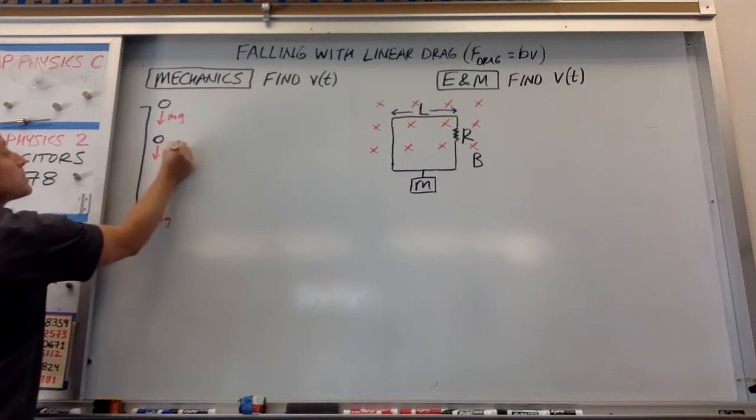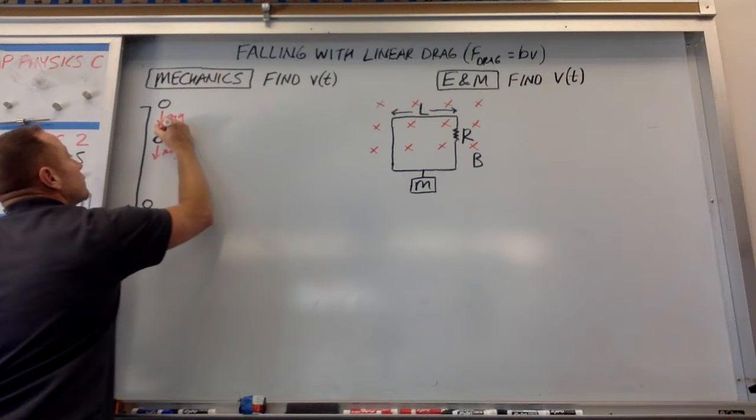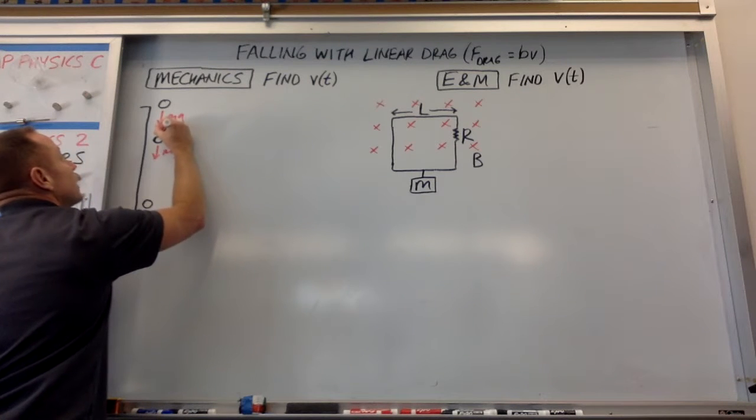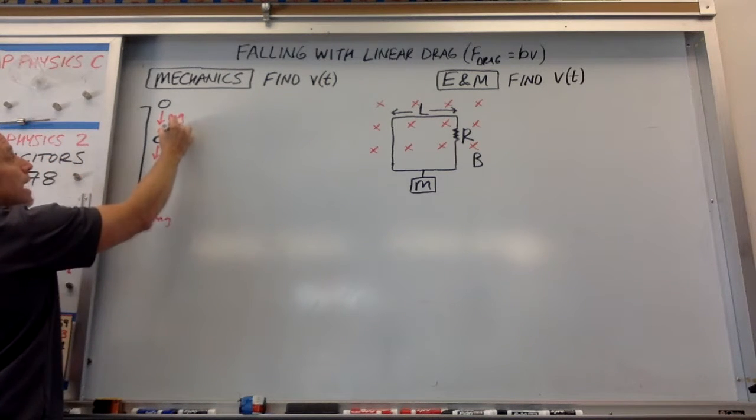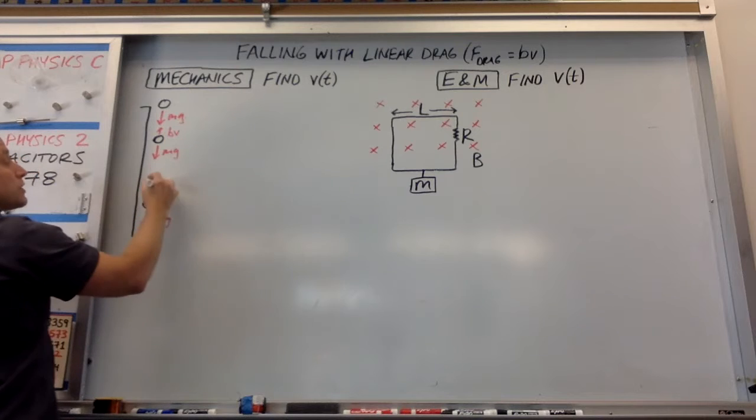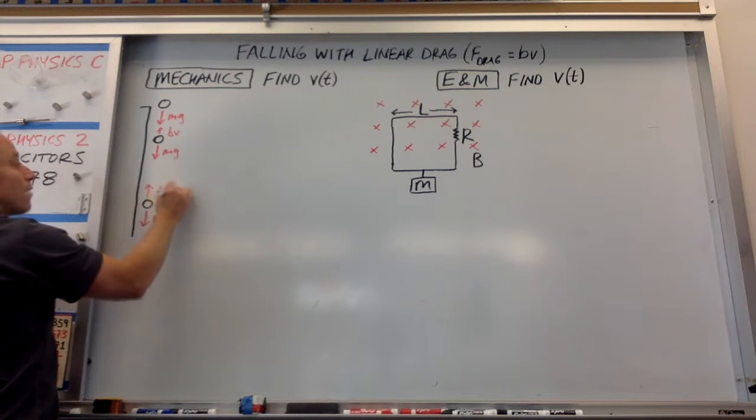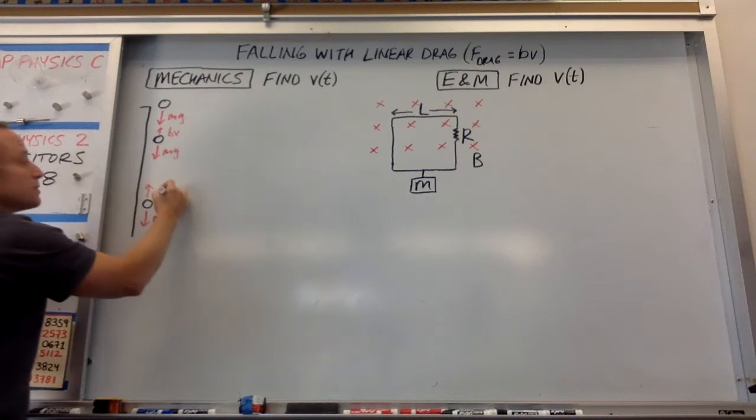But as it picks up speed, it's going to build up a bit of drag force. So if we go with a linear drag model, where drag is proportional to velocity, you'll have this force backwards that's bv. That grows as the ball falls and gains some speed.